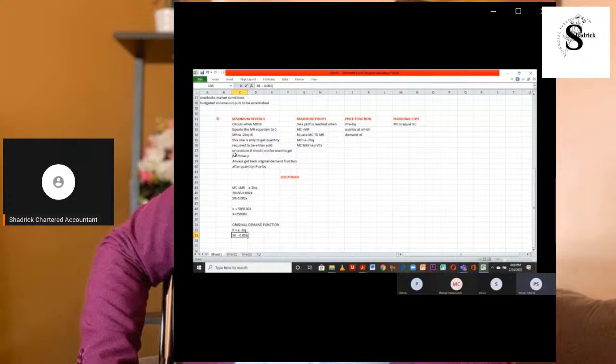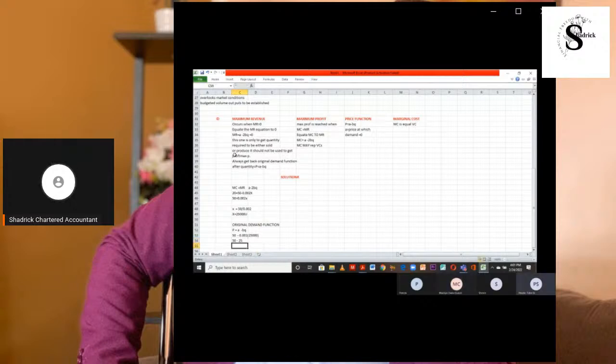So here will be equal to, of course, A minus, in other words. So what is our price? Now we're going to use our price. The examiner has given us already the original demand function. Guys, for the price, the original function is how much? What is the original price function? 50 minus 0.001, because this is the original.